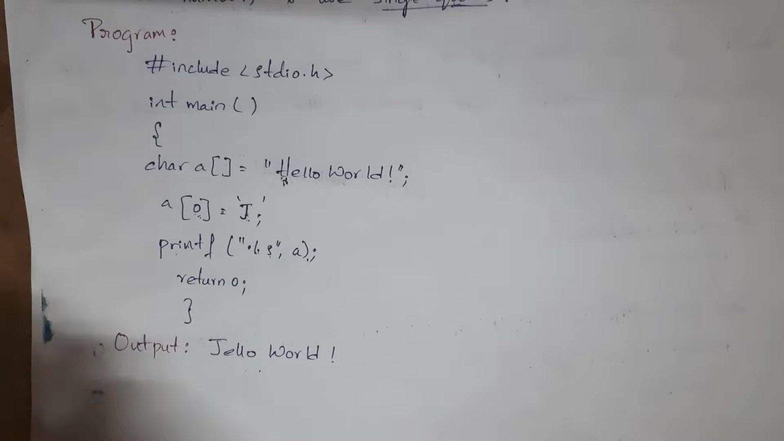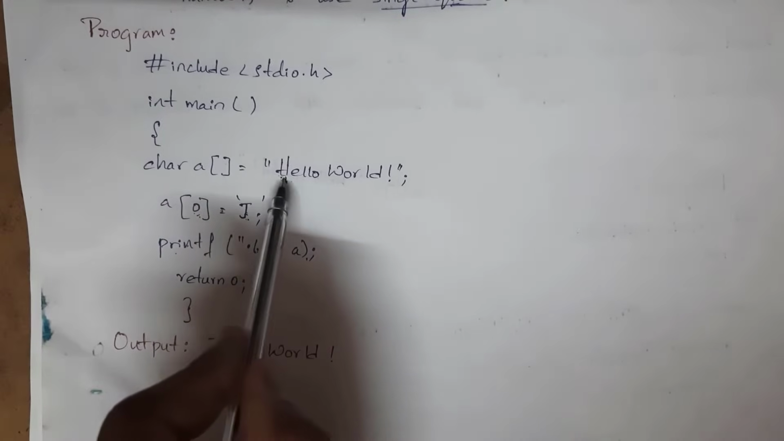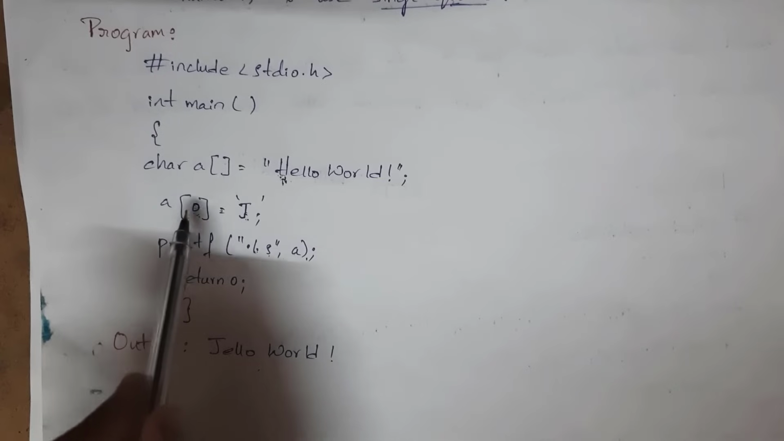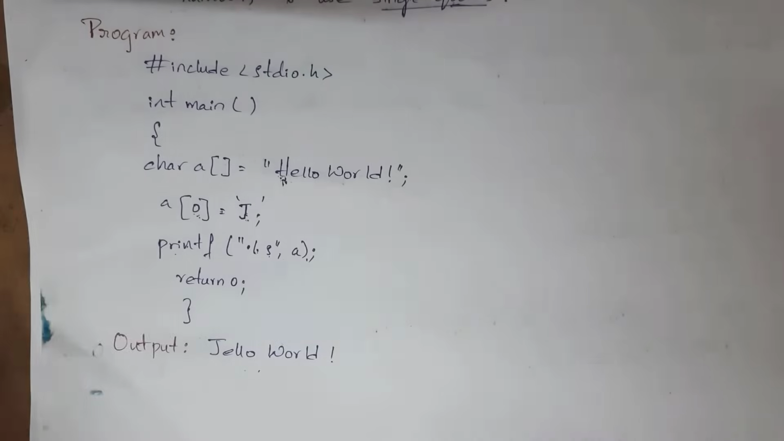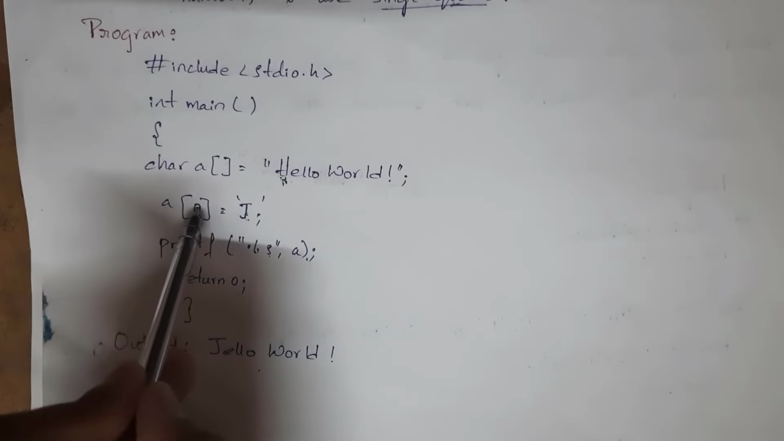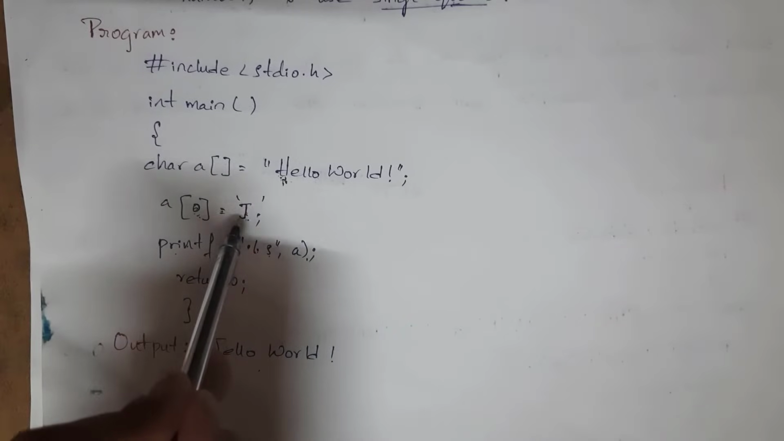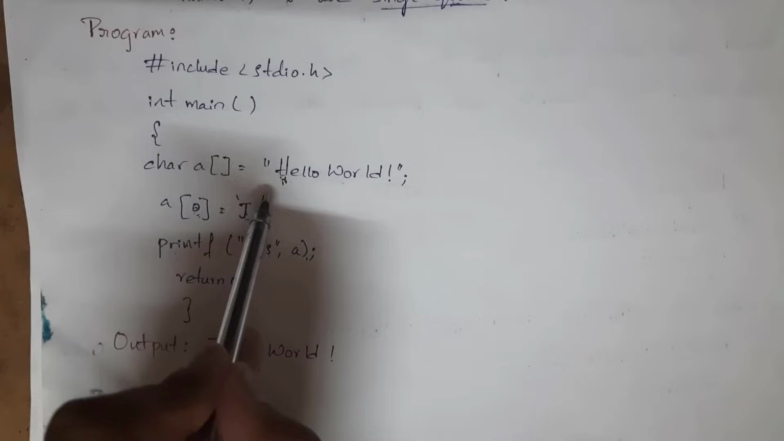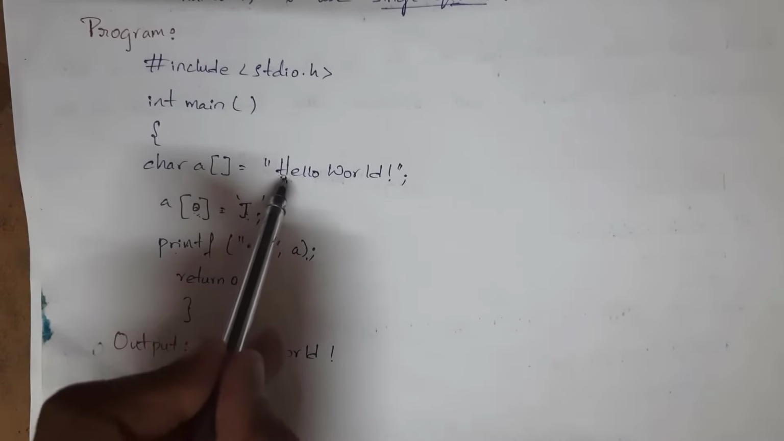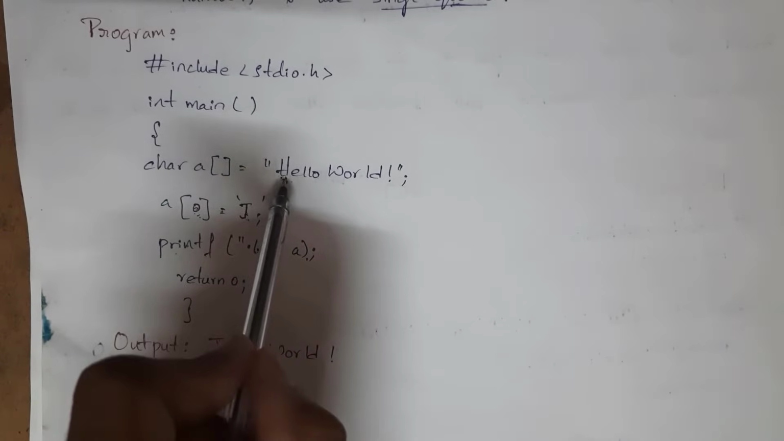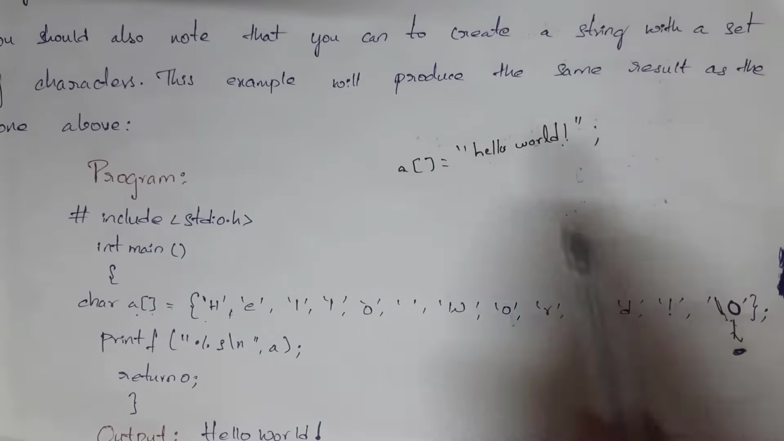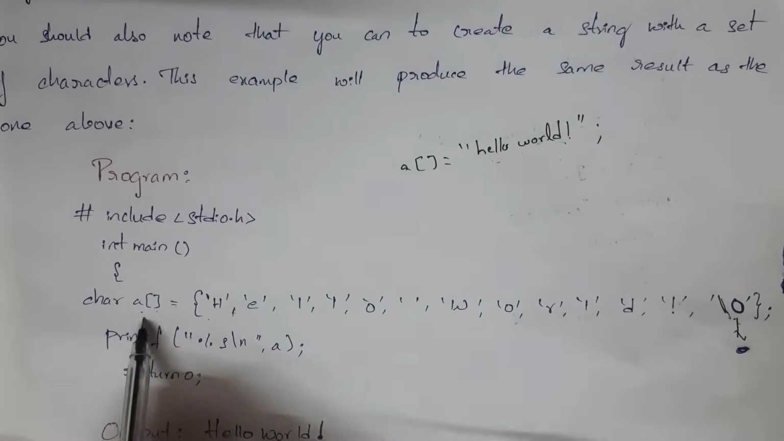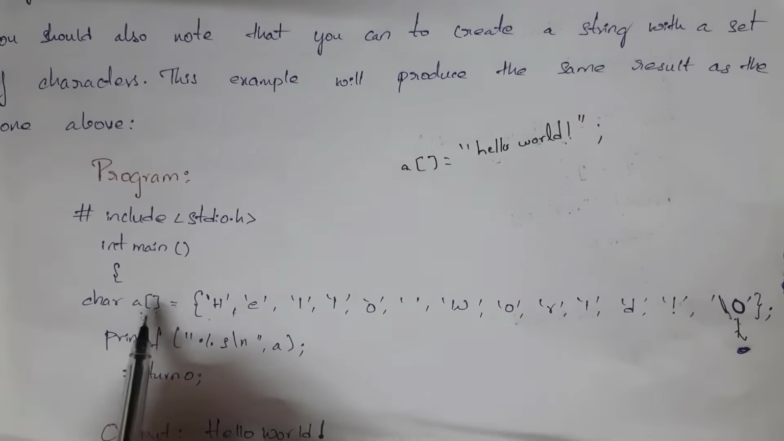For example, if I want to change this value h to j, then here I need to write A of 0 equal to j. We need to write j in single quotations. That means the value which is present in index number 0 will be changed to j. Now h is changed to j. Now I will get the output as jello world.